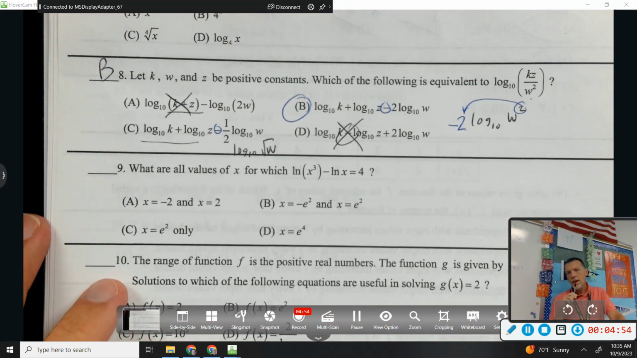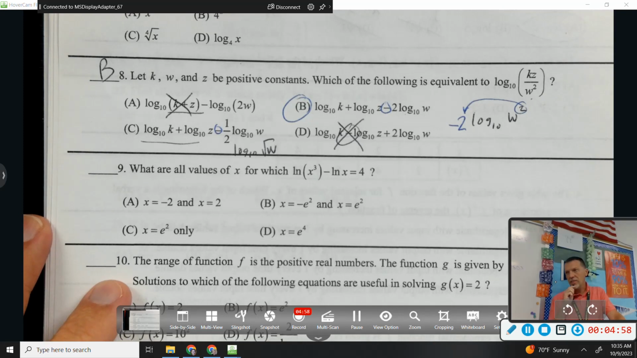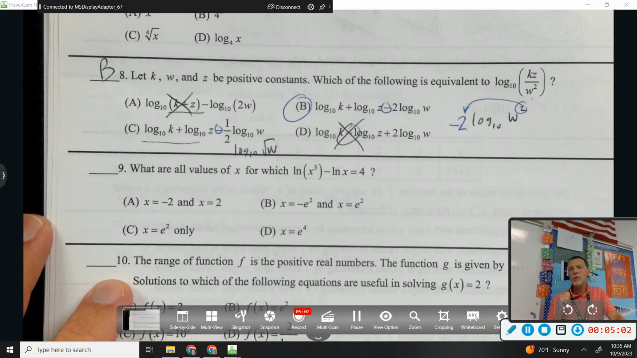Yes, sir? So basically the denominator is negative. Anything in the denominator would be negative because you're dividing by those things. Anything in the numerator would be positive because those are being multiplied.